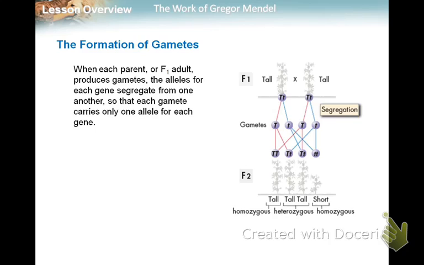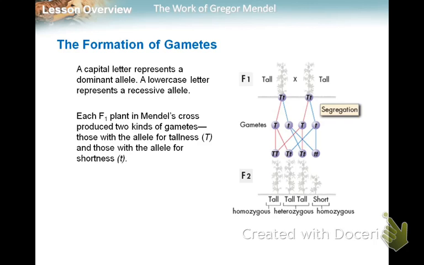When the F1 adult produces gametes, the alleles segregate from one another. So you have each gamete carrying only one allele for each gene. That's what you see right here. They separate from each other. We always use a capital letter for a dominant allele, and a lowercase letter for recessive. So that's why we have the two different cases there.